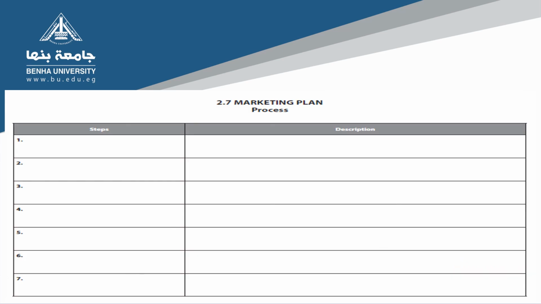Back to your business plan book, you will find a table consisting of two columns to show each process in your business. The first column represents the steps, and the second one describes each step in the process.